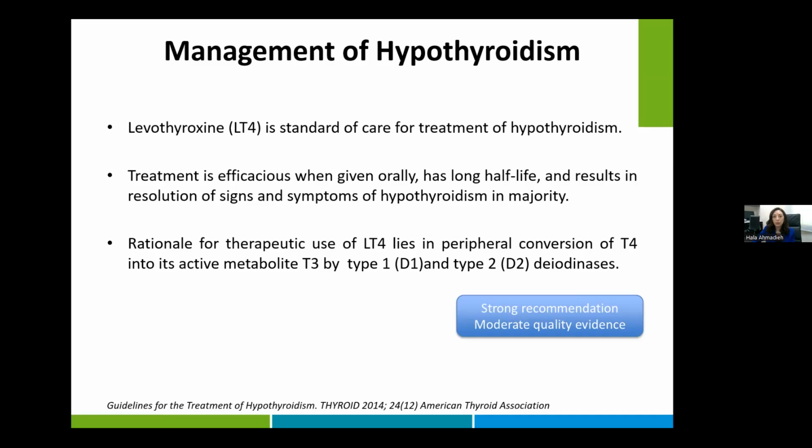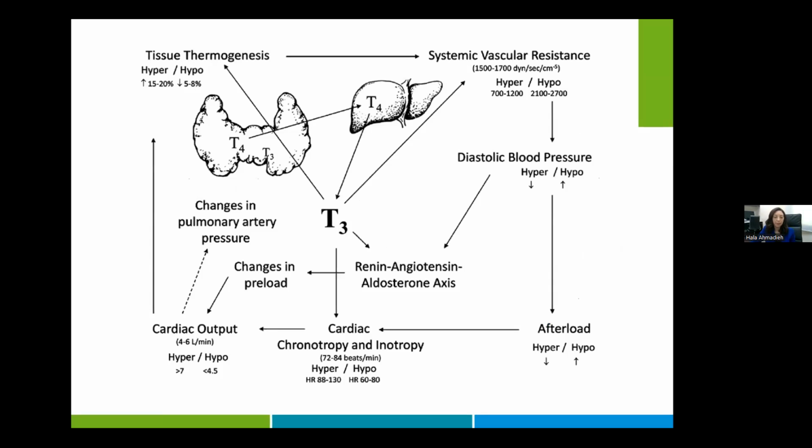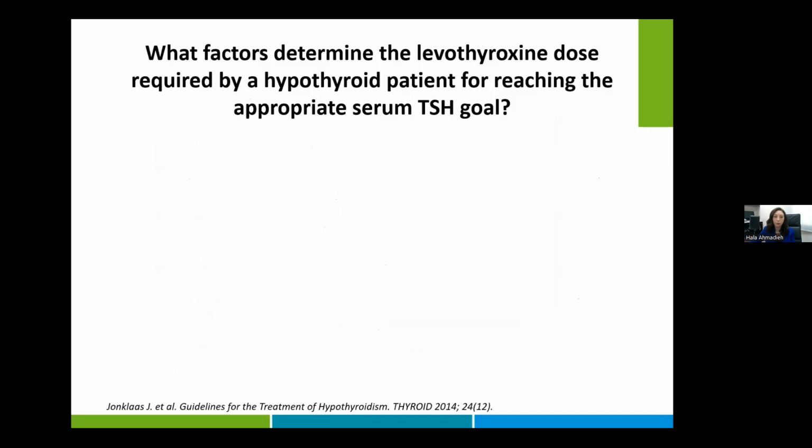The rationale for its use lies in the peripheral conversion of T4 to its active metabolite, which is the T3 hormone, which is the active thyroid hormone. And this mostly happens in peripheral tissues by the type 1 and the type 2 deiodinase enzymes. T3 acts on different body systems and different tissues in the body. It contributes to the inotropic and chronotropic effect on the heart, increasing the cardiac output. It contributes to the systemic vascular resistance. So basically, the T3 is the active hormone that contributes to the function of the thyroid hormones at the different parts of the body tissues and organs.